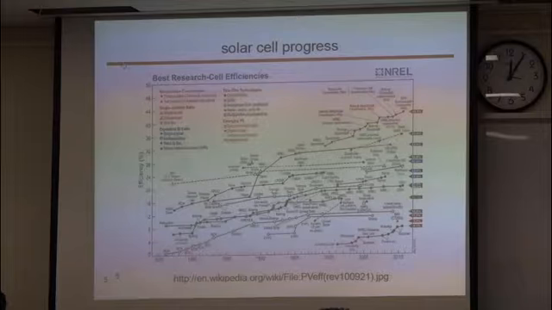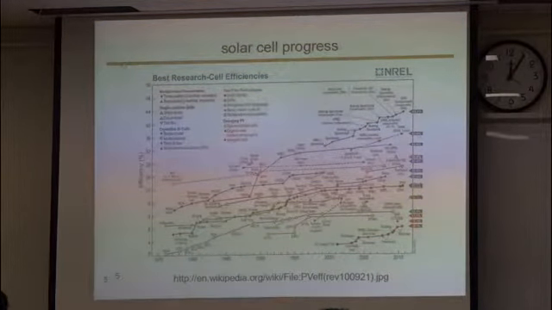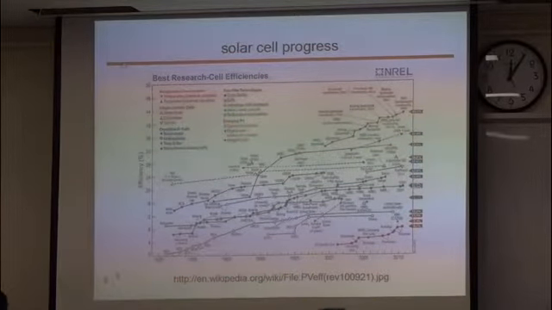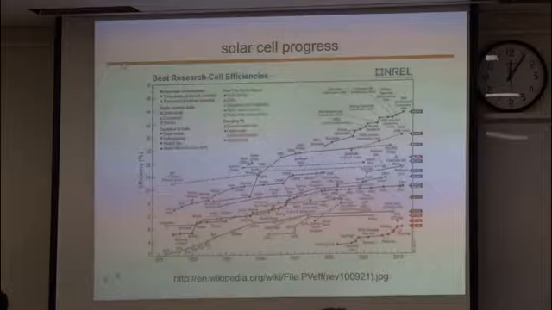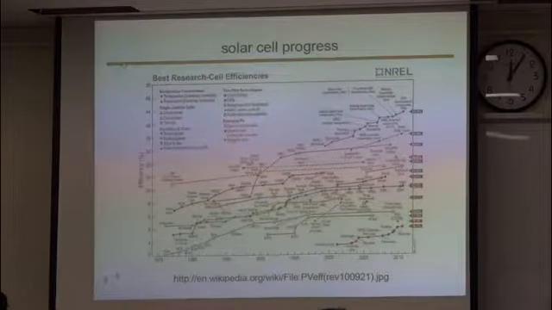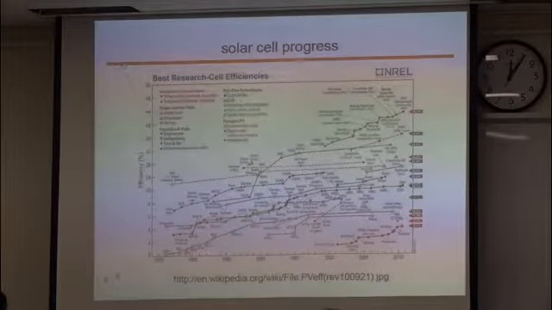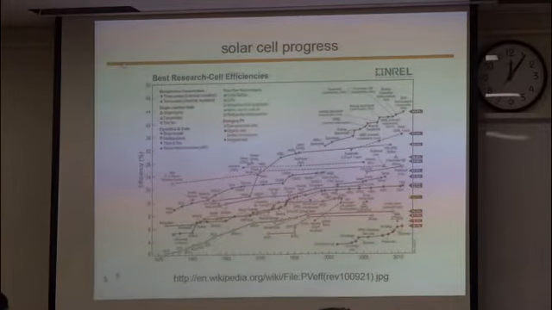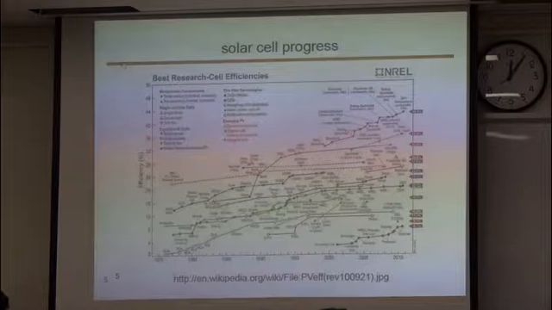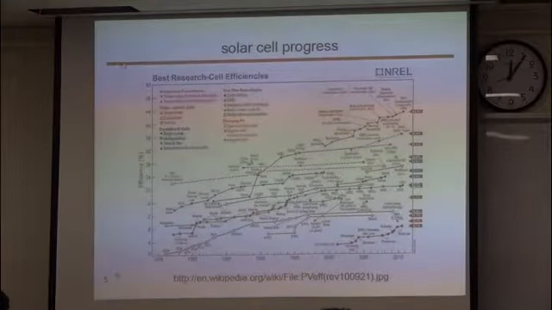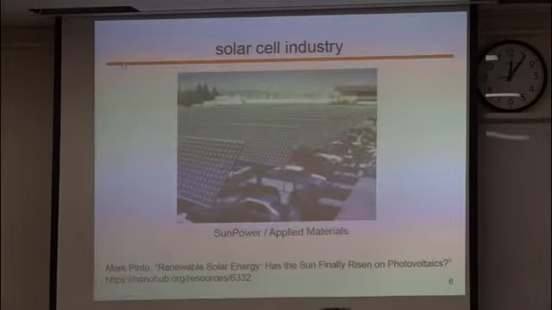And those high efficiencies have been achieved by crystalline-based solar cells, such as silicon or multicrystalline, as well as multi-junction or silicon single-junction gallium arsenide solar cells. So let's move on.